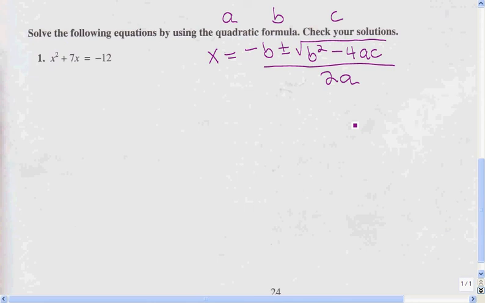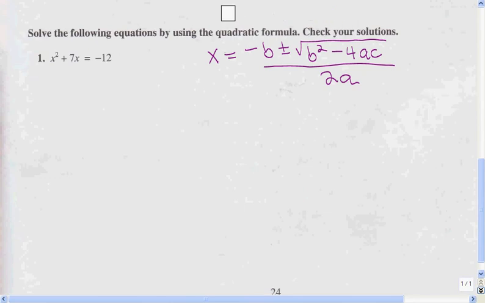All right, well, you're learning three different ways to solve polynomials. One way is by factoring, the other way is by completing the square, and the third way is by using the quadratic formula. Here, we're going to use the quadratic formula to solve these equations.